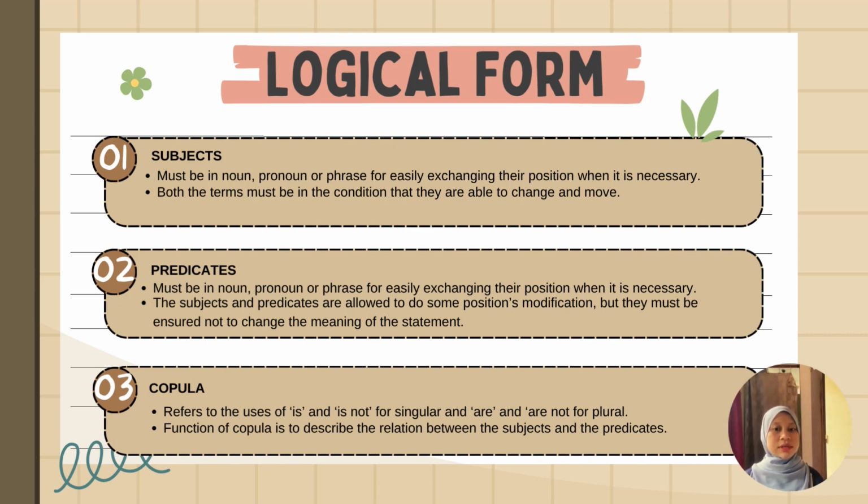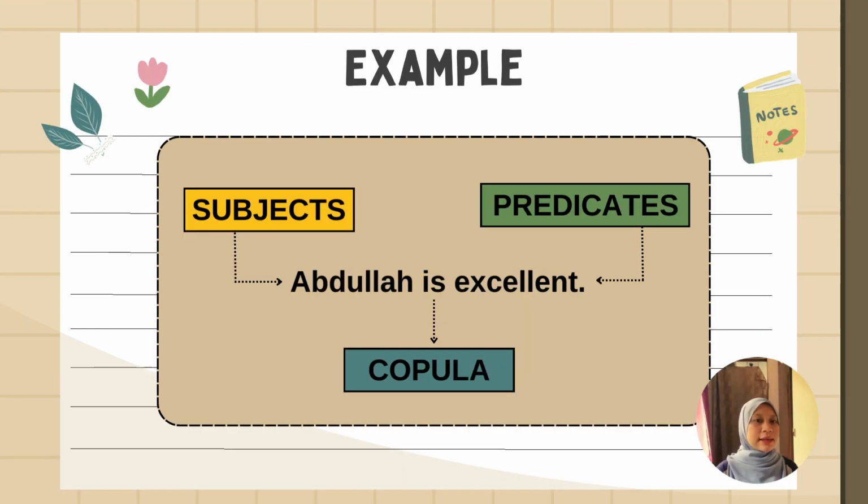Copula refers to the use of is or is not for singular and are or are not for plural. The function of copula is to describe the relation between the subjects and the predicates. Look at the example. Abdullah is excellent. As we know, Abdullah is the subject. Excellent is the predicate. The copula, the use of is, relates the subject and the predicate. Abdullah is excellent. This is the proposition statement.